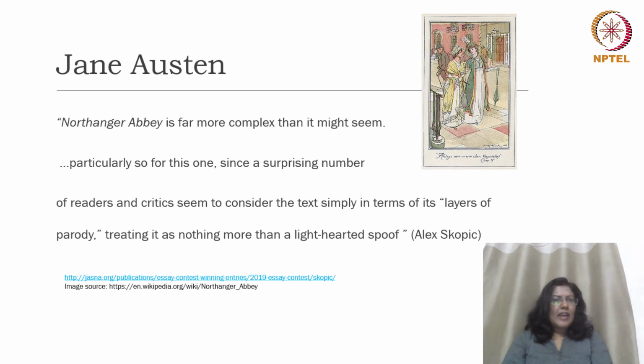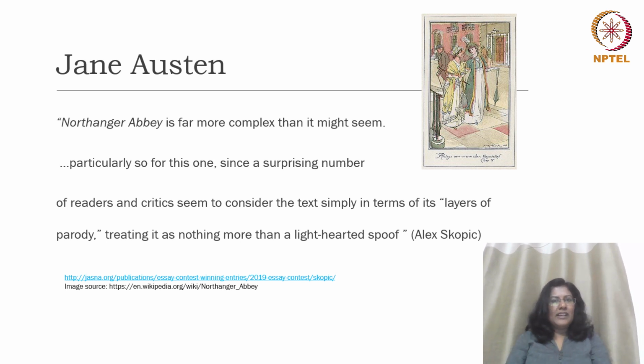Northanger Abbey is far more complex than it might seem, particularly so since a surprising number of readers and critics seem to consider the text simply in terms of its layers of parody, treating it as nothing more than a light-hearted spoof. Jane Austen's novels are complex. All her novels are complex, but this novel, Northanger Abbey, is more complex because everybody, at least a large number of critics, seem to consider the novel as just a parody.